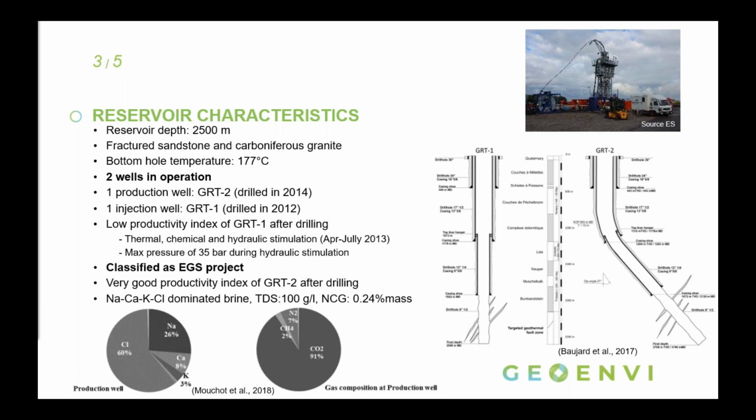Due to the very low productivity index of the first well drilled in 2012, it was necessary to enhance this well. So an intensive stimulation program was performed between April and July 2013, including thermal stimulation, chemical stimulation, and hydraulic stimulation. The maximal pressure reached during hydraulic stimulation was about 35 bar, which is quite low, and no induced seismicity could be felt by the local population. So due to this intensive stimulation campaign, this project is classified as an enhanced geothermal system. On the contrary, the second well, GRT2, was very good after drilling, so it was not necessary to enhance this well.